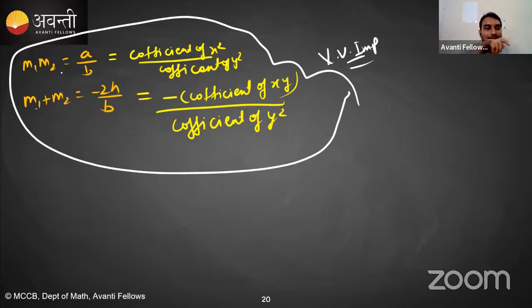So directly you can say that if you do the product of the slope of those two lines, it is nothing but coefficient of x square upon coefficient of y square, a by b. And if you do the sum of the slope of those lines, you will get minus 2h upon b, which is minus two times coefficient of xy upon coefficient of y square.